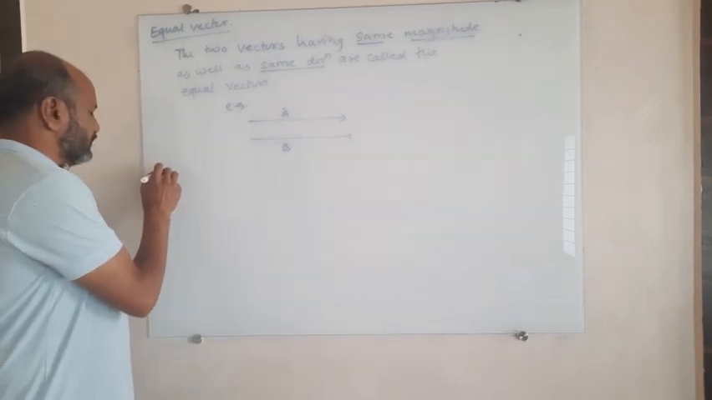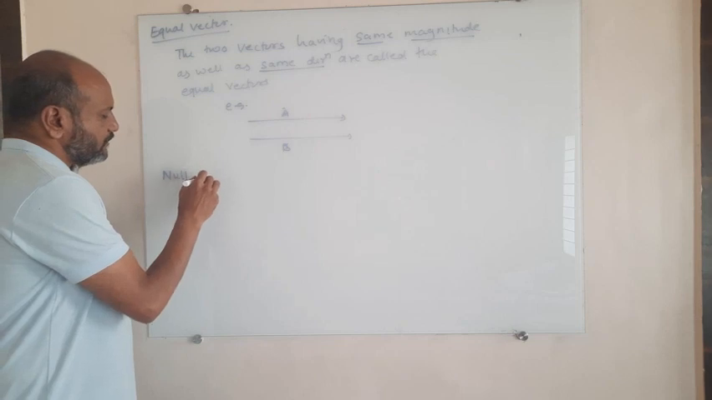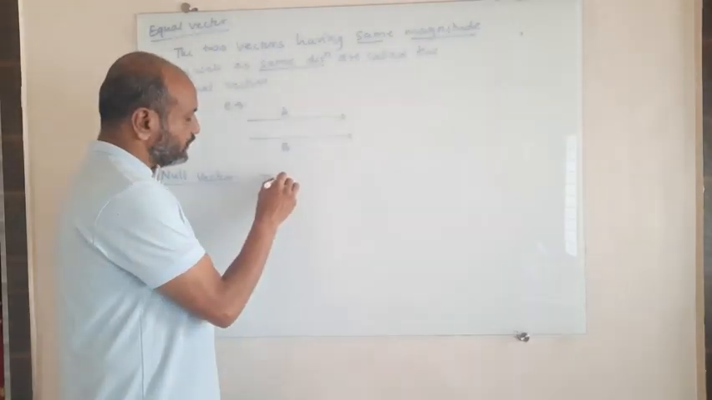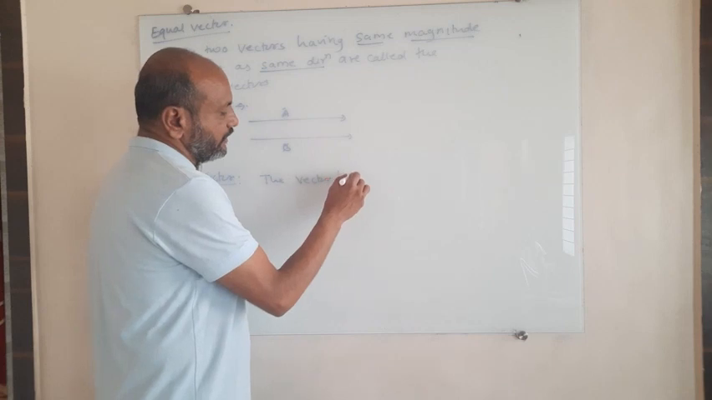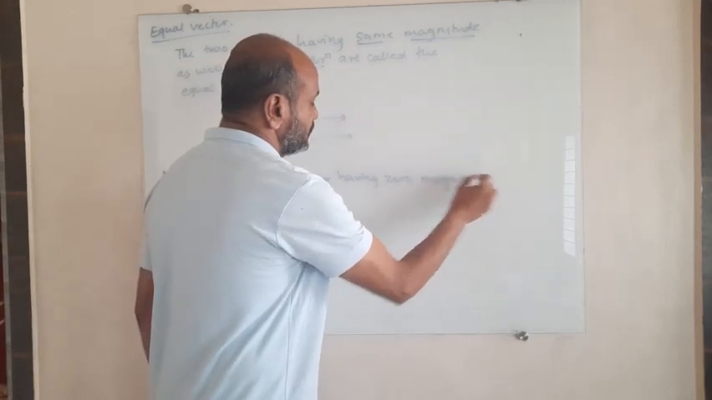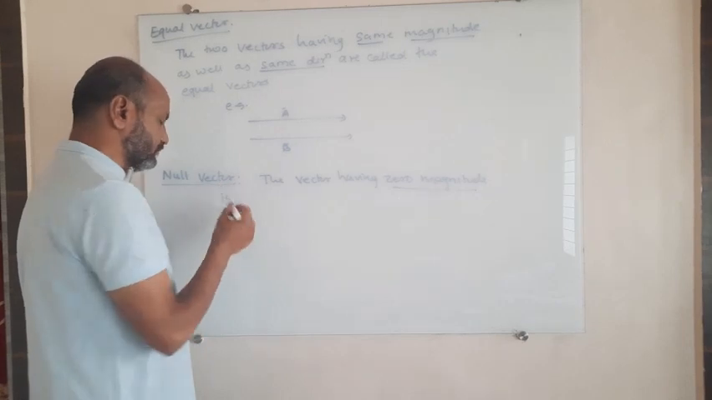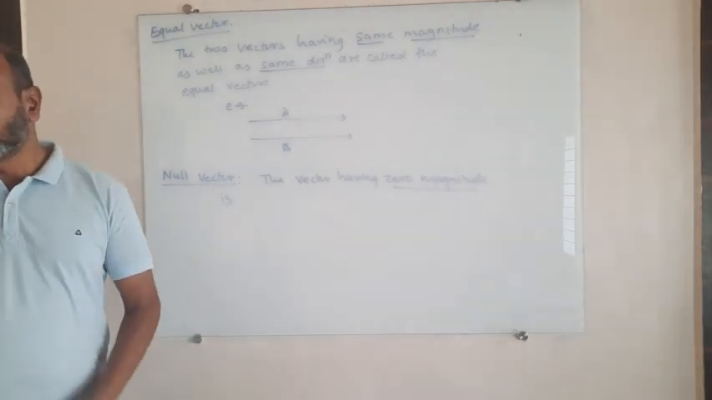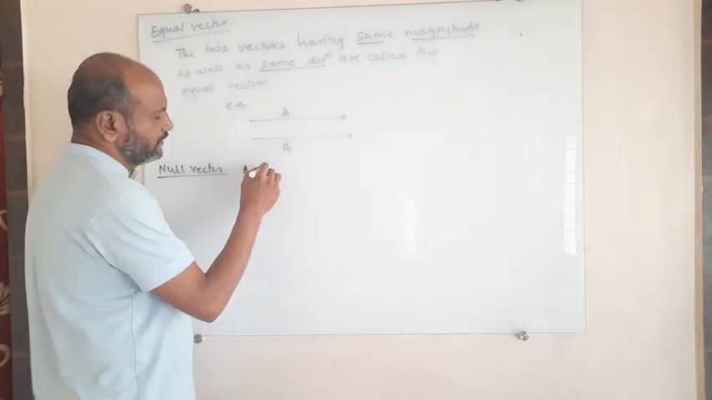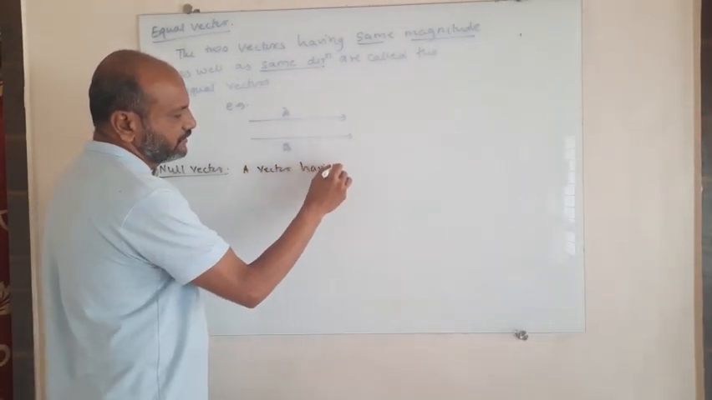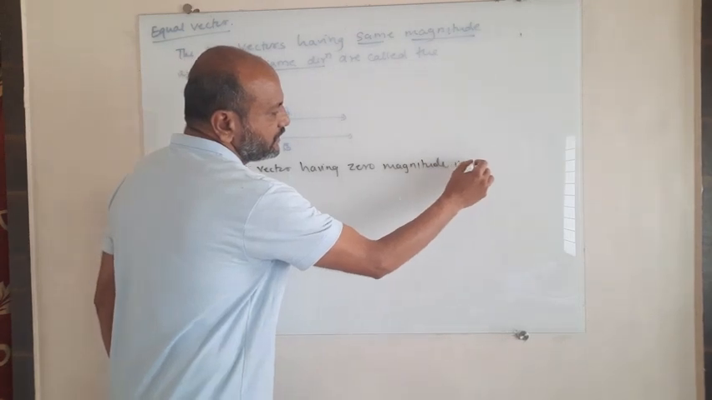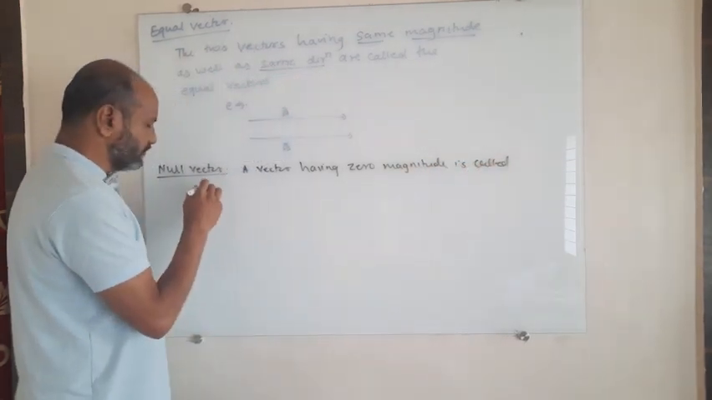Next, null vector. A vector having zero magnitude is called the null vector.